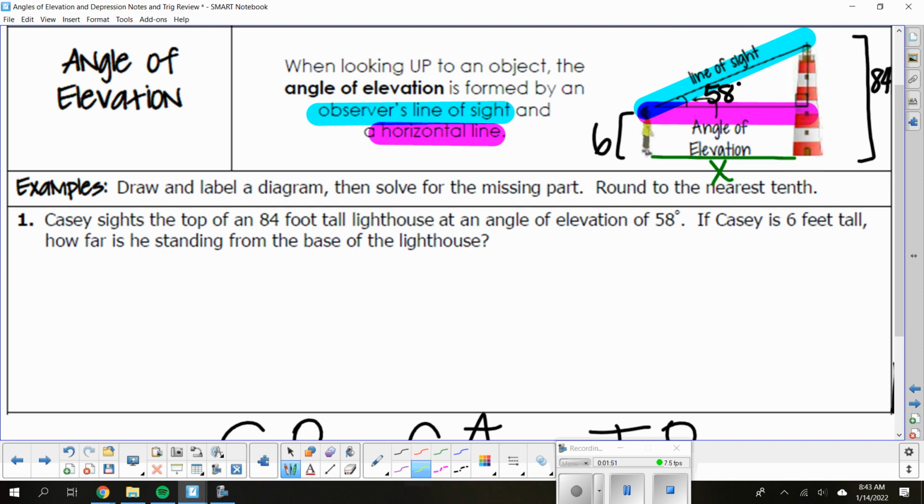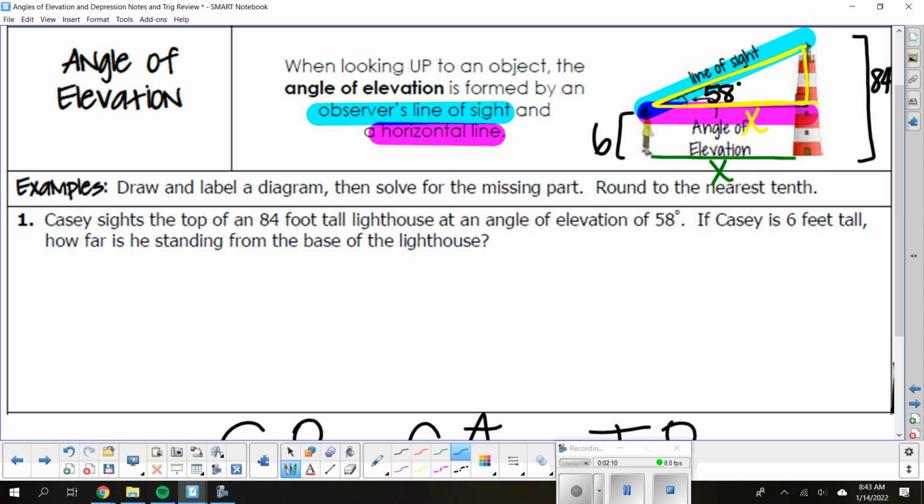Alright, so looking at my picture, there's a couple more things I need to figure out before I can go. My triangle is this in yellow, and I only know one of my sides so far. I know what I want to find. I want to find this x value. But I don't know one of the sides I need to know. I either need to know the line of sight, or I need to know that height.